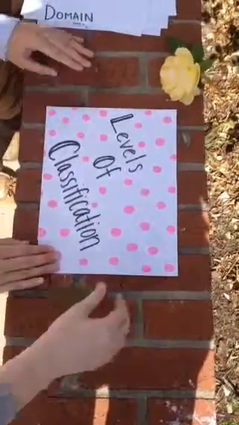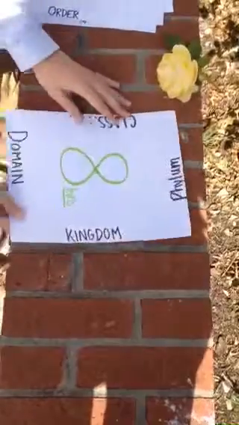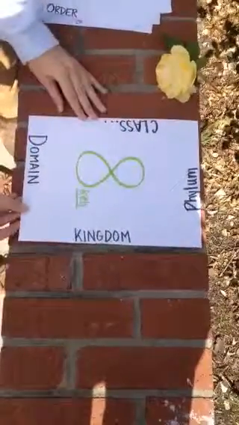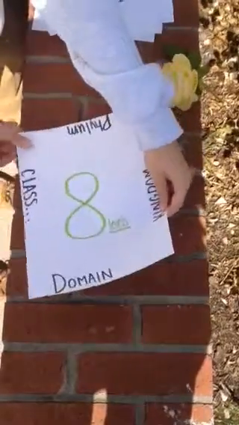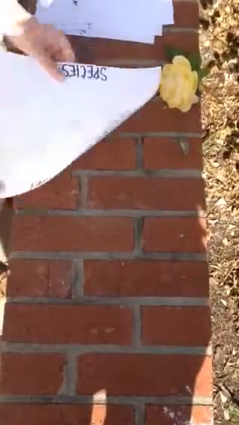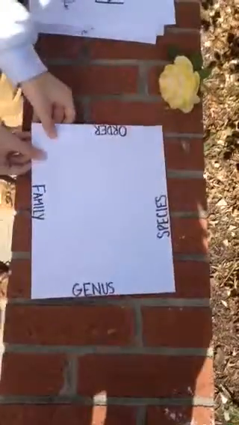Levels of classification. There are 8 levels of classification that include domain, kingdom, phylum, class, order, family, genus, and species.